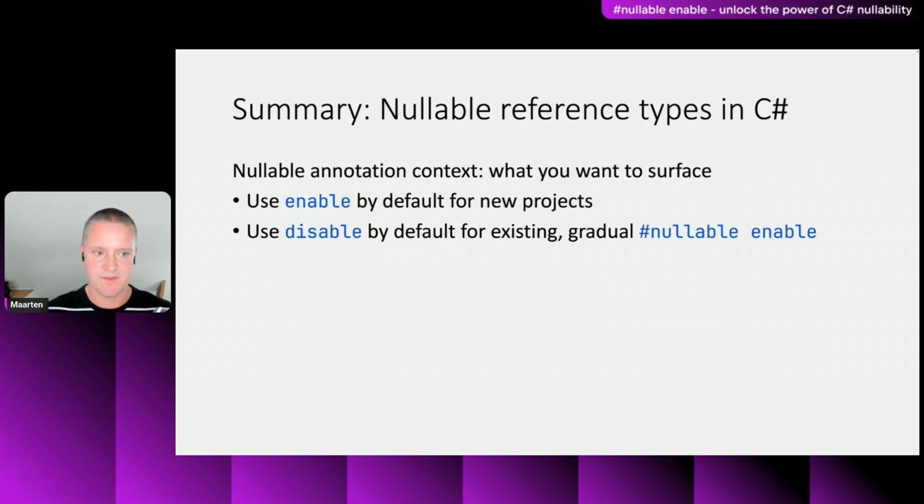So in summary, that nullable annotation context is basically giving you a toggle to decide what you want to surface in your project and in your IDE. And you can enable it by default or disable it by default. And as a tip, since the talk is about bringing nullability into your projects, if you're building a new project, always enable it, keep the default, and just keep it enabled. For existing projects, you might want to disable it project-wide and then gradually add nullable enable in each file, so you can migrate file by file until everything is migrated over.